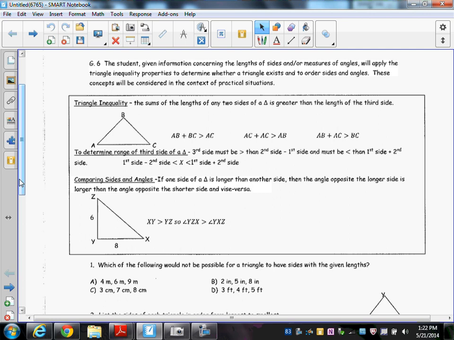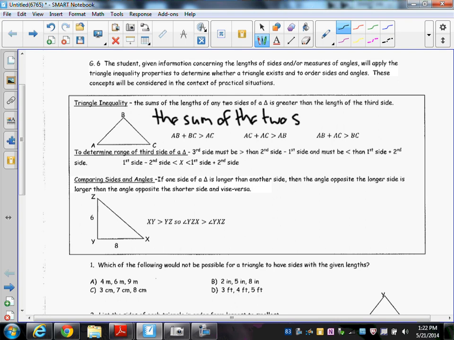So remember, in order to see if a triangle exists, the sum of the two smallest sides has to be greater than the larger side. I should say largest side. So if the sum of the two smaller sides is greater than the largest side, it's a triangle. If it's not, then it's not a triangle.